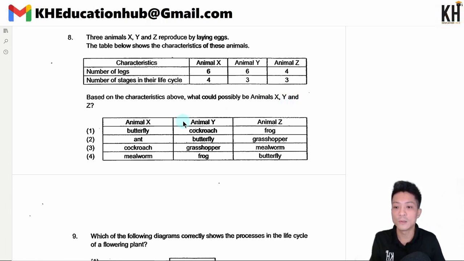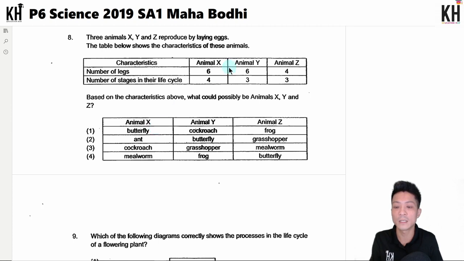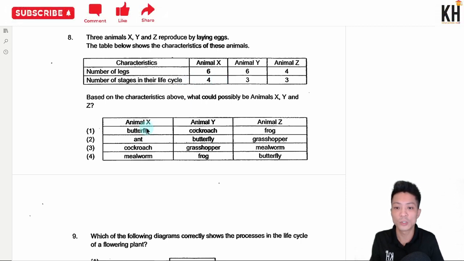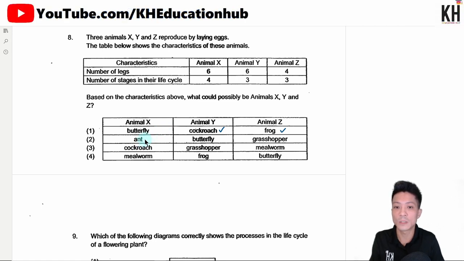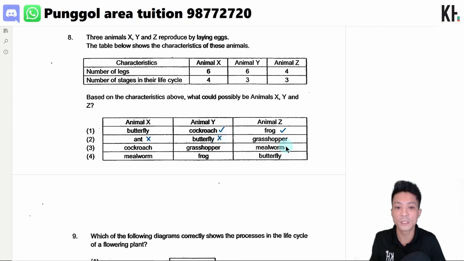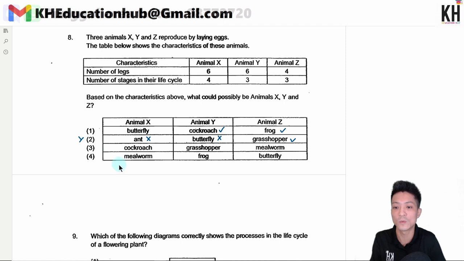So we can slowly do our elimination process because there are a lot of options. Animal X, a butterfly, number of legs is 6 and stages is 4. Let's say I'm not so sure about animal X, let's go to Y. Cockroach, number of legs is 6, number of stages is 3. I know this is definitely correct. A frog, number of legs 4, number of stages 3. Now let's go to number two, number of legs 6, but number of stages 4 is wrong. Butterfly is also wrong because butterfly is a 4-stage life cycle. Grasshopper, this is correct, but once you have a cross in any one of the options, it means that number 2 is definitely out.